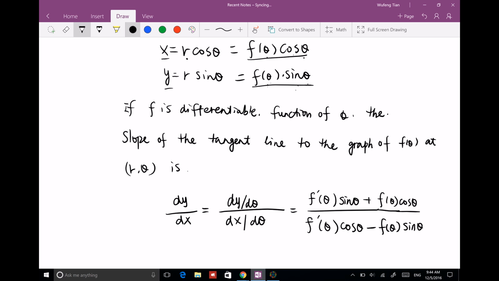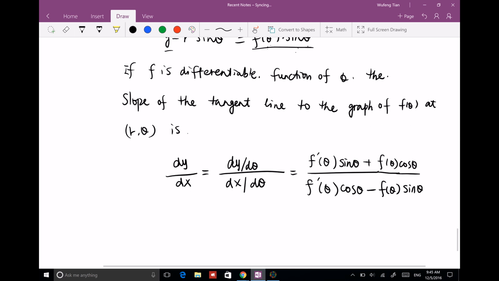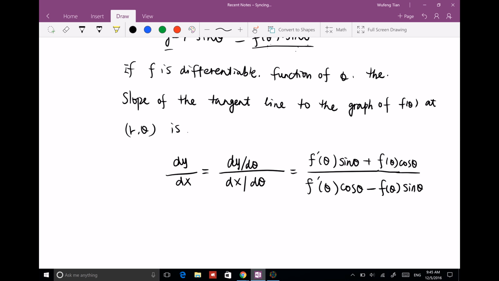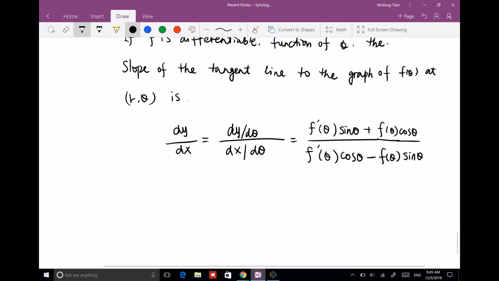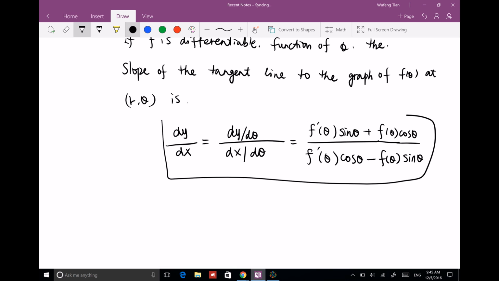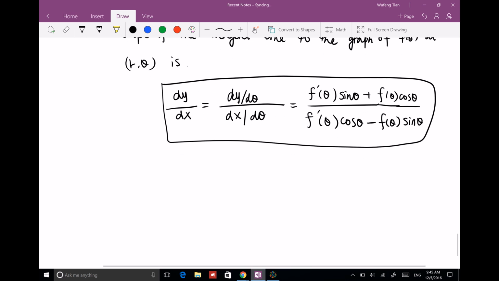Okay, so here we basically use the product rule on both. x equals f cosine theta, y equals f sine theta, use the product rule on this. Alright, and so that's how we did this one. So this is a theorem or formula you can use for the slope of a tangent line. So next, we're going to look at an example.